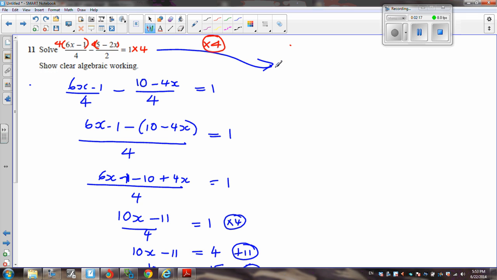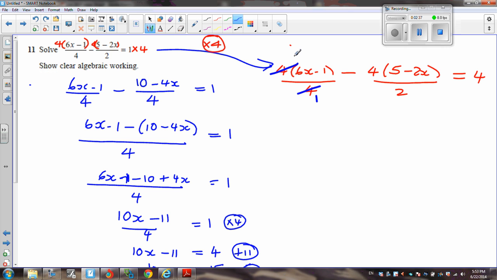Now, the reason I've done that, I'm just going to write it over again here. So 4 times (6x minus 1) over 4 minus 4 lots of (5 minus 2x), and that's divided by 2, and that equals 4. Now, the reason I've done that is because I can do lots of cancelling. Here, the 4's cancel and give me 1 and 1. Here, 2 goes into 4 twice, so that becomes 2 and 1.